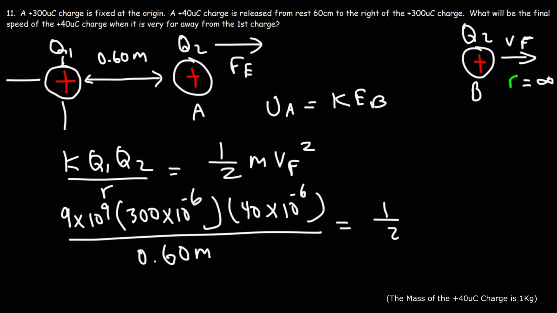And the one thing I forgot to give you is the mass. So that's my fault. Let's assume that the mass is 1 kilogram. This is the mass of charge B. So we're going to keep it simple and use a value of 1.